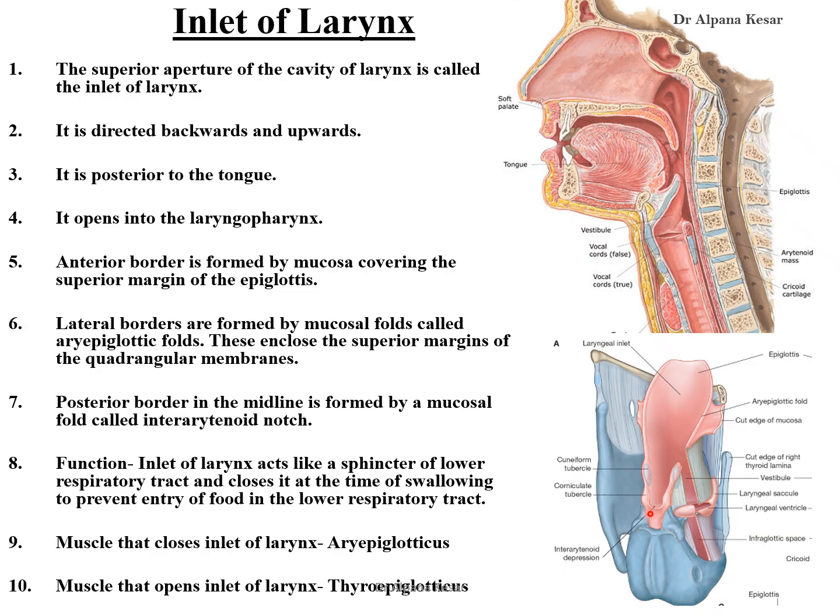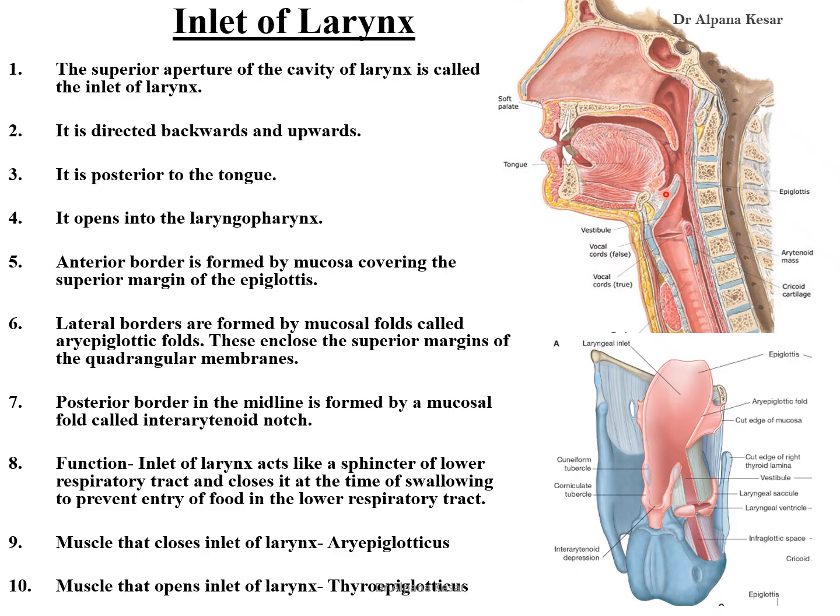The posterior border of the inlet of larynx is formed by a mucosal fold called the interarytenoid notch. The interarytenoid notch is a fold of mucosa that is present between the two arytenoid cartilages, and thus the name interarytenoid notch. The function of the inlet of larynx is that it acts as a sphincter of the lower respiratory tract.